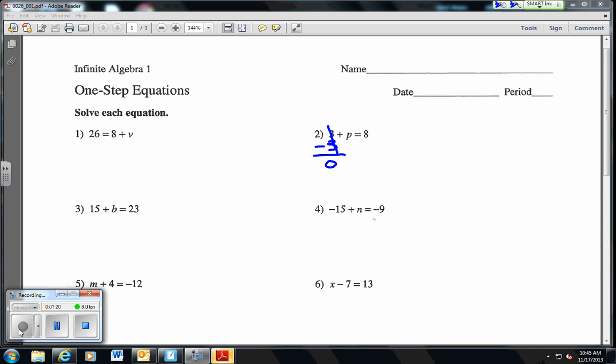And then you would be left with 0 plus p. And we don't know what p is, but we know anything plus 0 is itself. So 0 plus p is simply p. So that's why the 3's cancel themselves out by subtracting the 3 there.